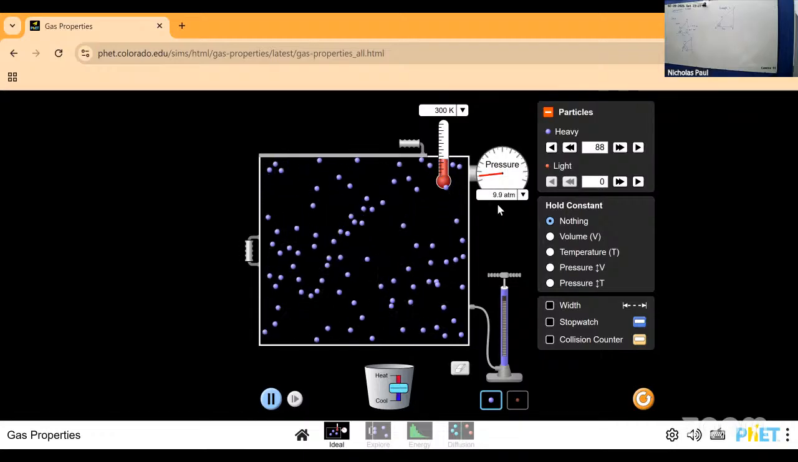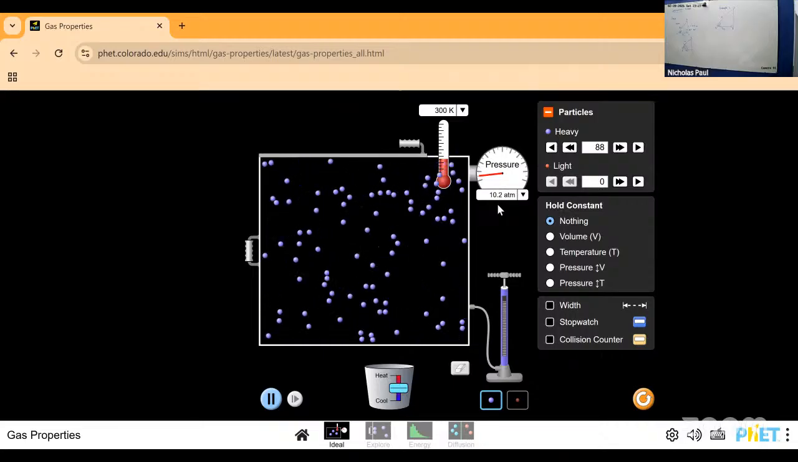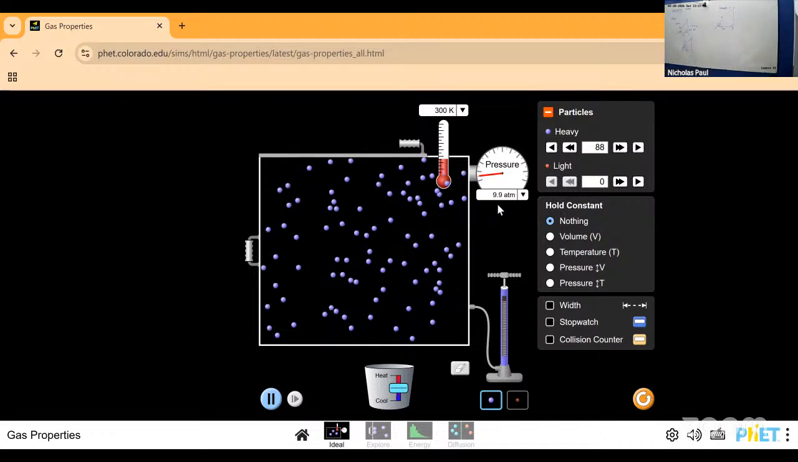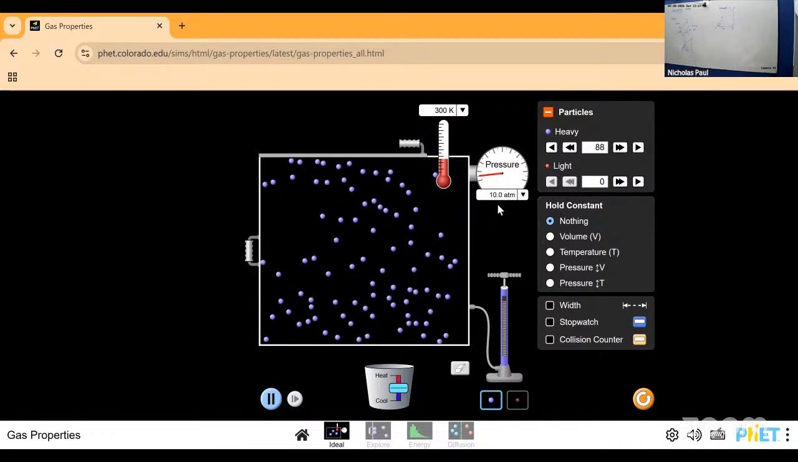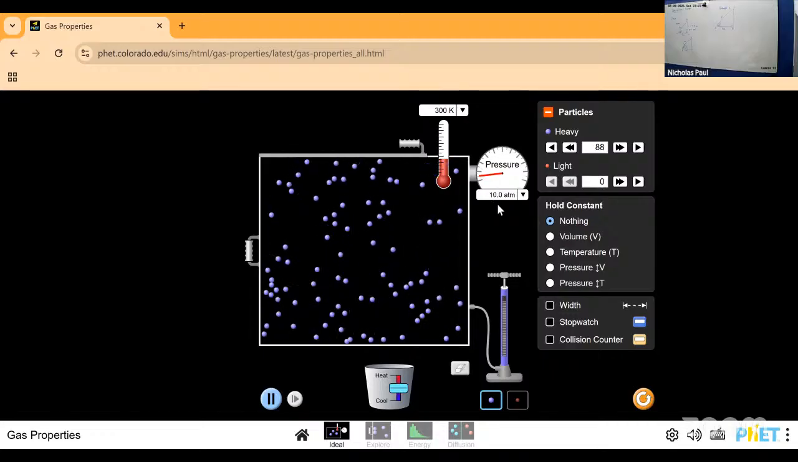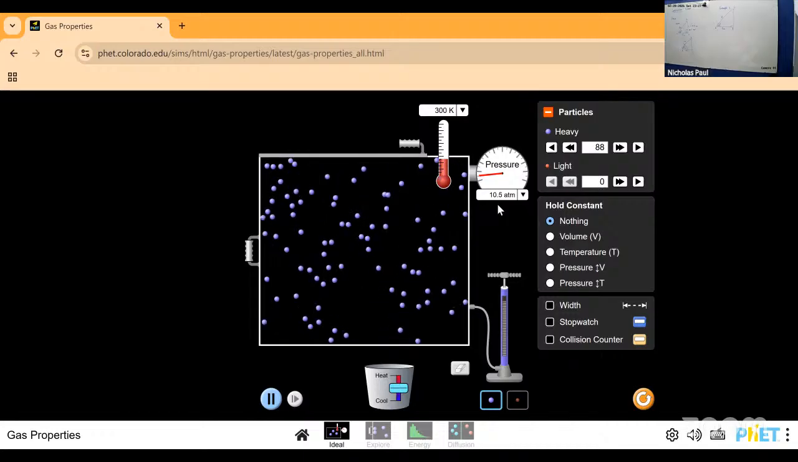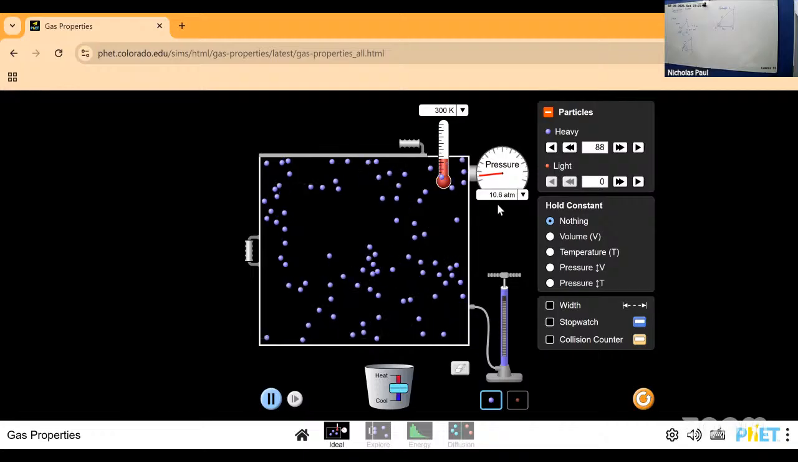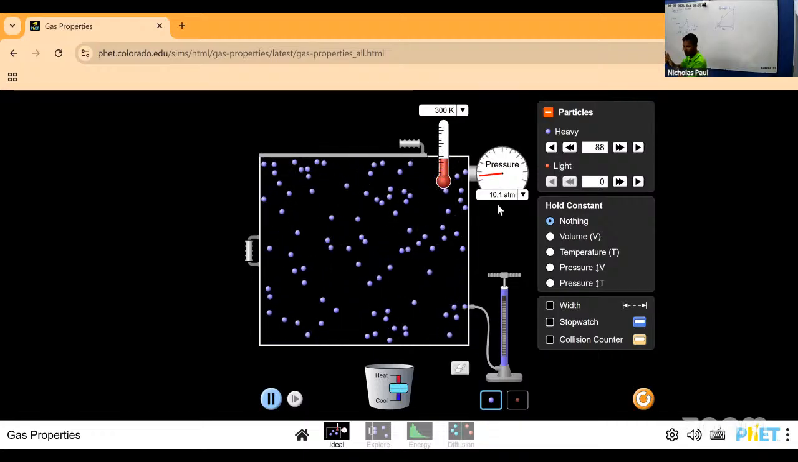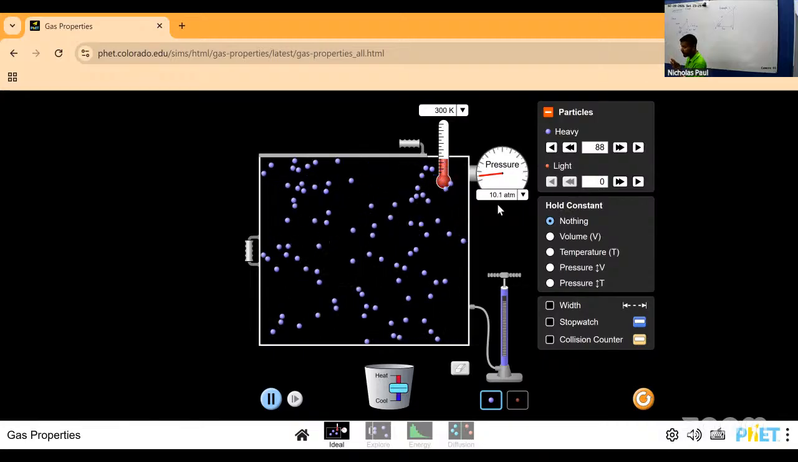But what is happening with the particles? They're randomly moving and you're seeing more what? You're seeing more collisions, right? So because you're seeing more collisions, there's an increase in pressure. What does that say about collisions and pressure? How are they related? Directly. They're directly related. So the more collisions we have, the greater the pressure.